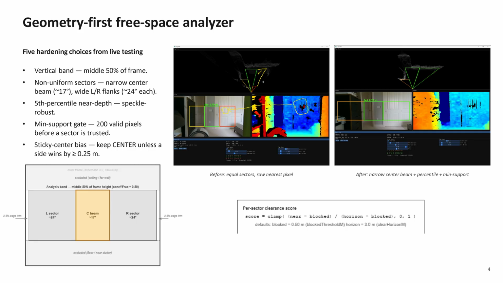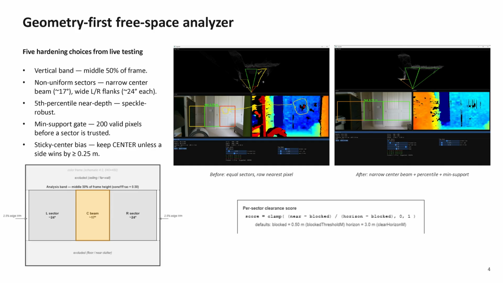Let me zoom in on the geometry analyzer, the safety critical piece of the system. To iterate on it, I built a simple desktop UI. This is a live color view on the left, the depth view on the right, and a top-down map on the bottom. The top-down map is made by projecting every depth pixel into a metric ground plane grid, basically a bird's eye view of where things are around the camera. The green-red color overlay that you see here in all of these are left, center, right, 3 sector cones.